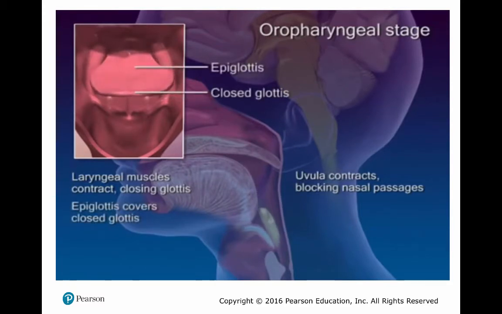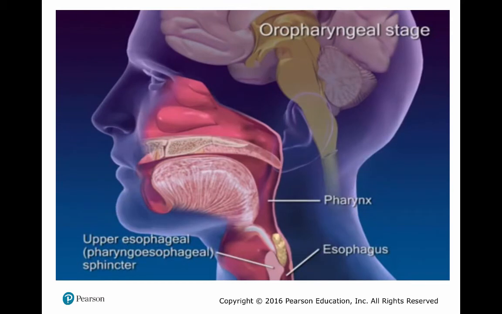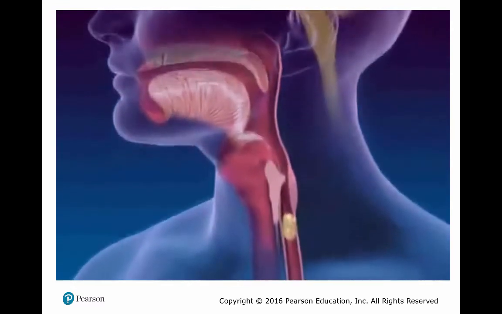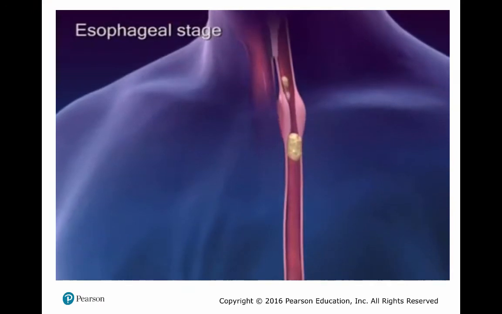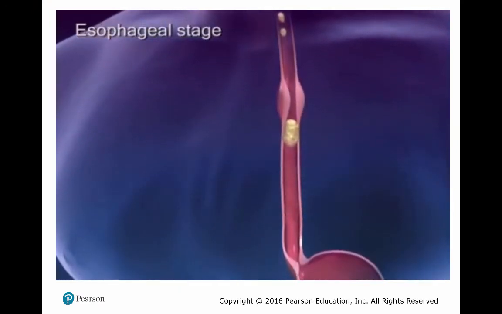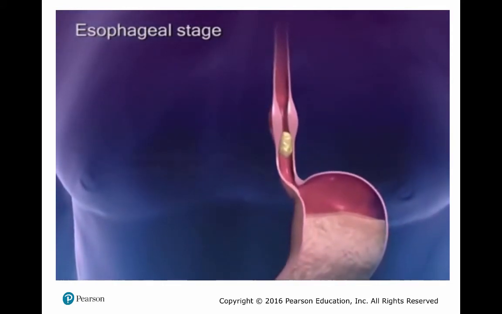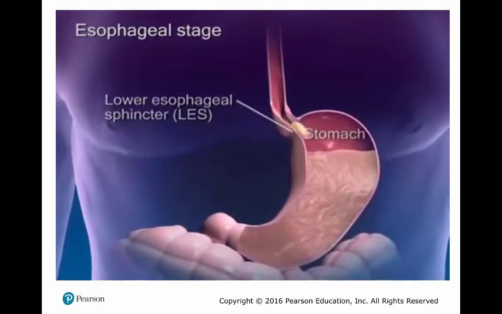The epiglottis swings down upon the closed glottis. With all airways blocked off, respiration is temporarily inhibited. As the upper esophageal sphincter relaxes, pharyngeal contractions drive the bolus into the esophagus. The oropharyngeal stage is done, and breathing resumes. During the esophageal stage, a primary wave of peristalsis initiated by the swallowing center pushes the bolus through the esophagus. As the bolus travels through the esophagus, the lower esophageal sphincter relaxes, allowing the food to enter the stomach.